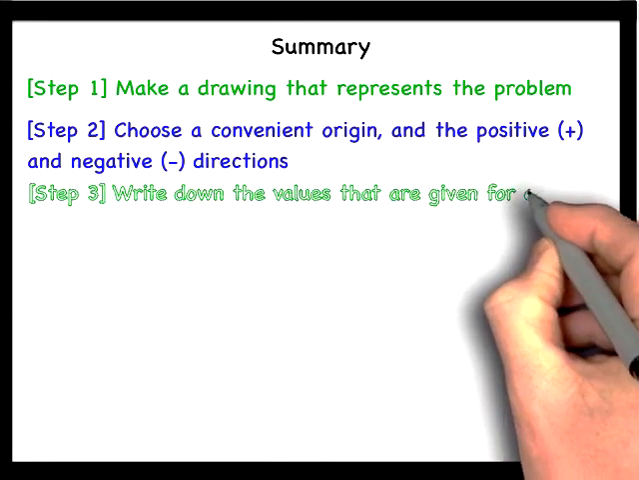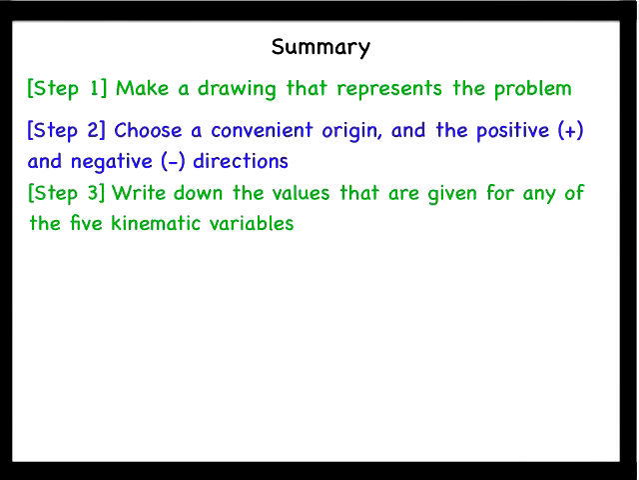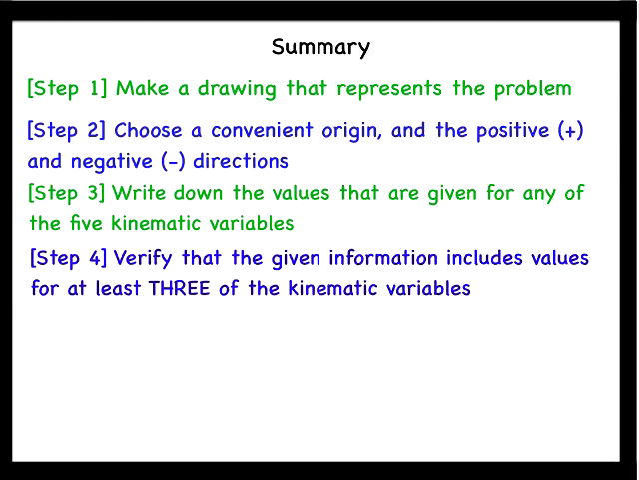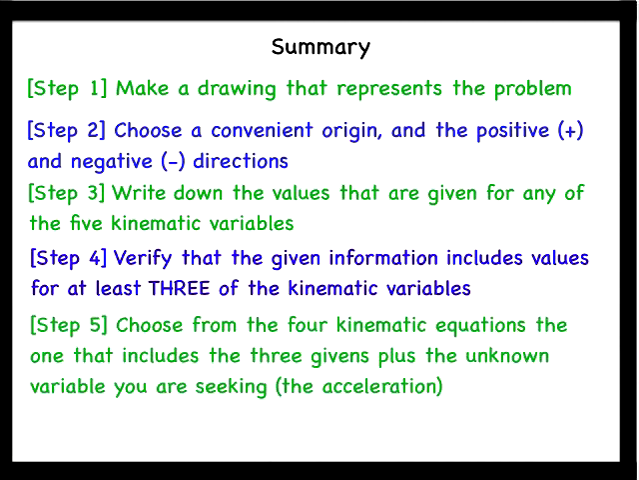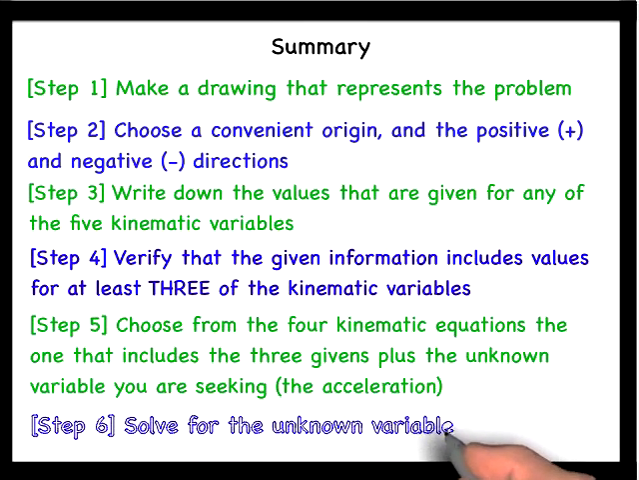Step 3, write down the values that are given for any of the 5 kinematic variables. Step 4, verify that the given information includes values for at least 3 of the kinematic variables. Step 5, choose from the 4 kinematic equations the one that includes the 3 givens plus the unknown variable you are seeking. And finally, Step 6, solve for the unknown variable.